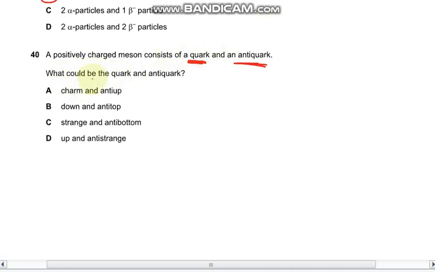Question number 40 says a positively charged meson consists of a quark and an antiquark. What could be the quark and antiquark? It could be an up and an anti-strange. Considering that up is positive 2 by 3 e and down is minus 1 by 3 e, you can recall the table which is being given to you.